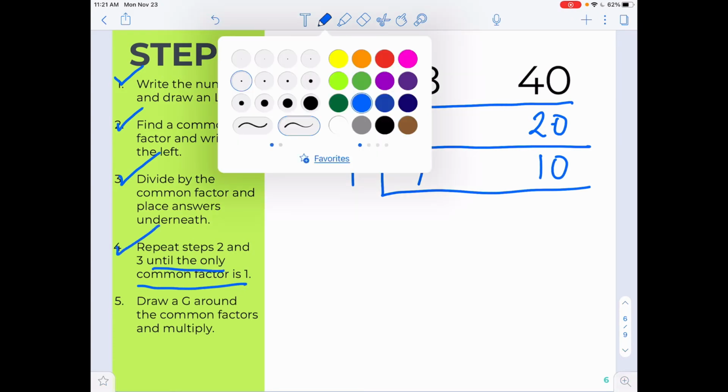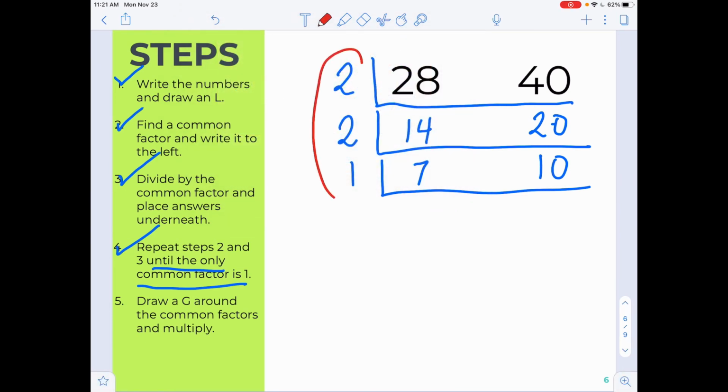So now I'm at step 5. Draw a G around those common factors and multiply them. 2 times 2 times 1 is 4. So the greatest common factor of 28 and 40 is 4.